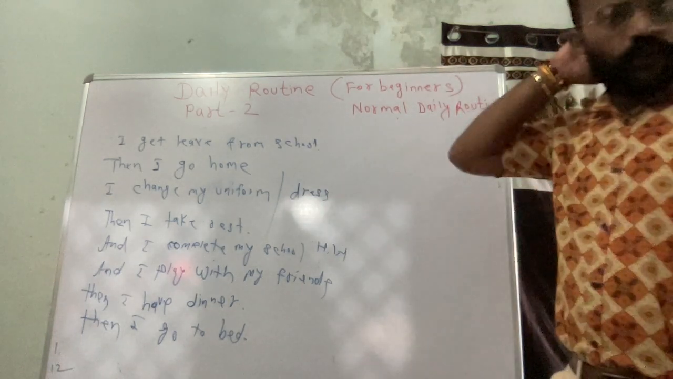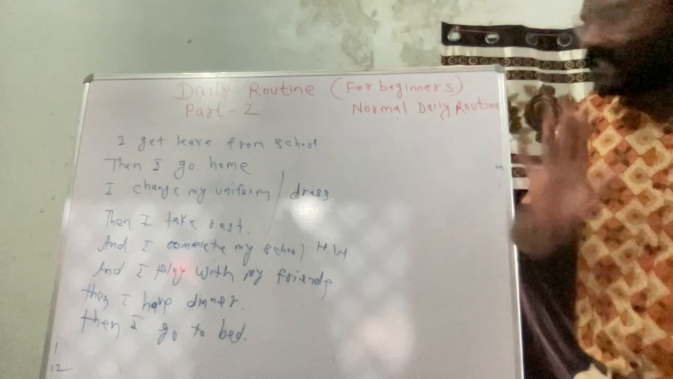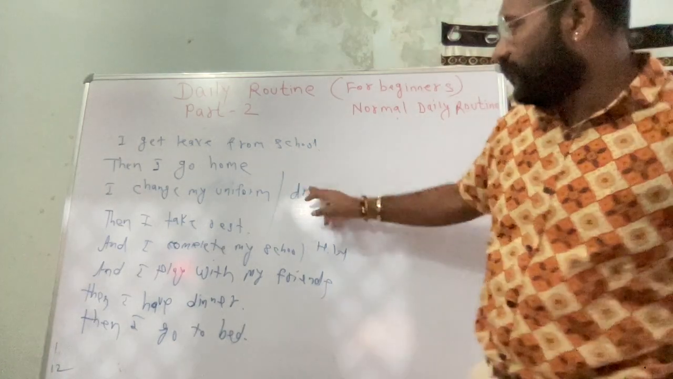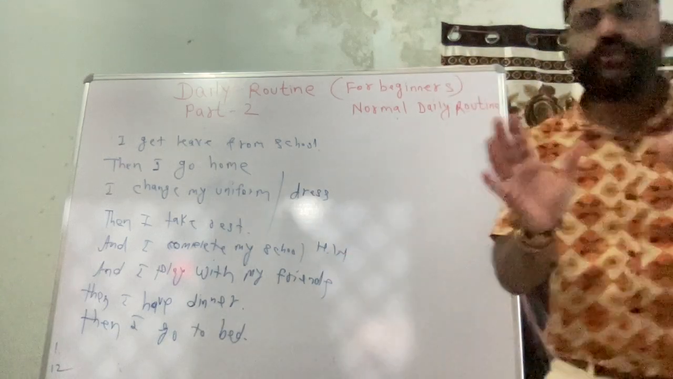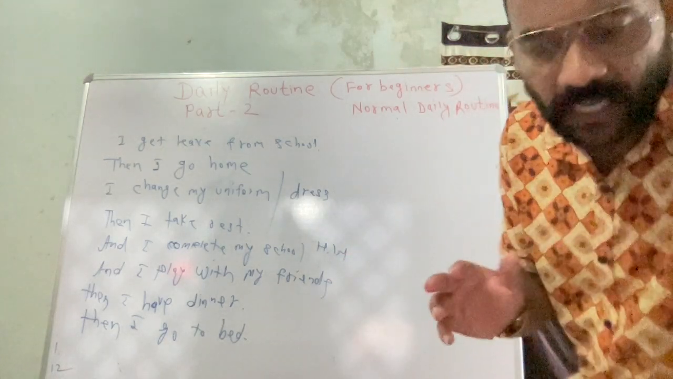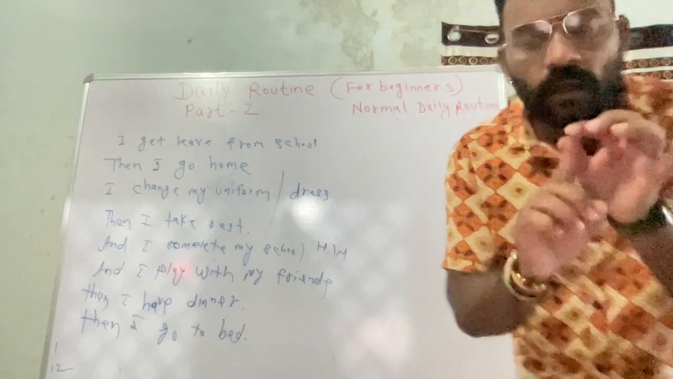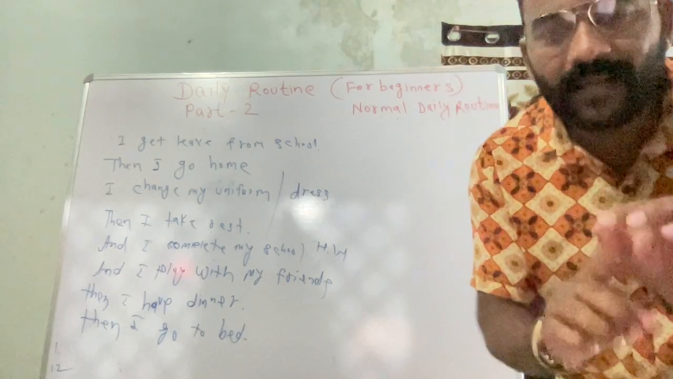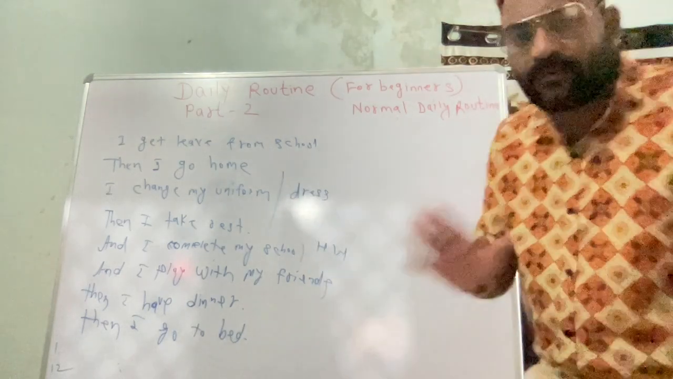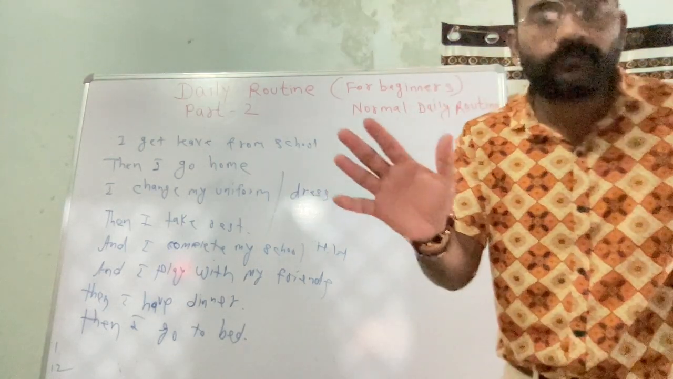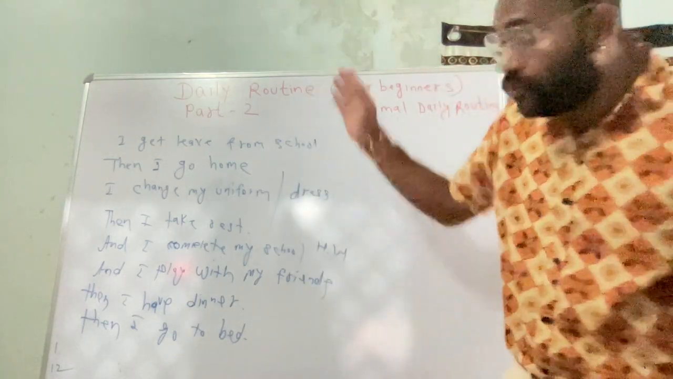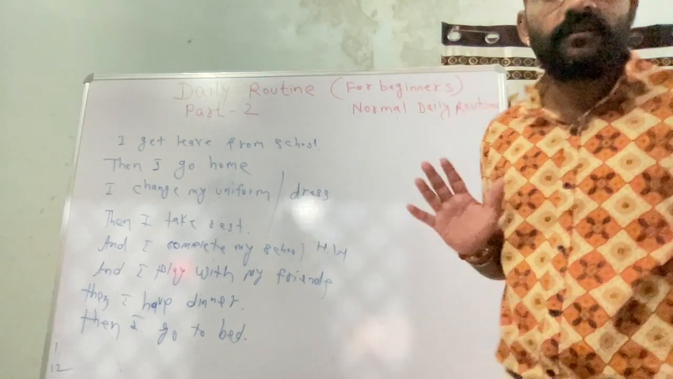Alright, so approximately we wrote about 12 sentences here. So 13, 14, 15, 16, 17, 18, 19, 20. Alright, so there are about 20 sentences of your day-to-day life, and if you are a school going boy or girl, this could be your routine. Okay, it is up to you to change your actual routine. Means you can use your own sentences.